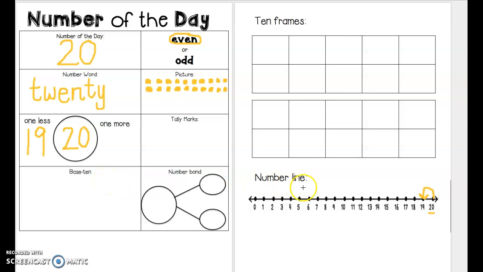Now, like we said before, our number line stops at 20. So what number would come after 20? Now, we cannot look on this number line, but if we were going to extend it out and we were going to keep drawing our number line, what number would come after 20? If I started 0, 1, 2, 3, 4, 5, 6, 7, 8, 9, 10, 11, 12, 13, 14, 15, 16, 17, 18, 19, 20, what would come after?